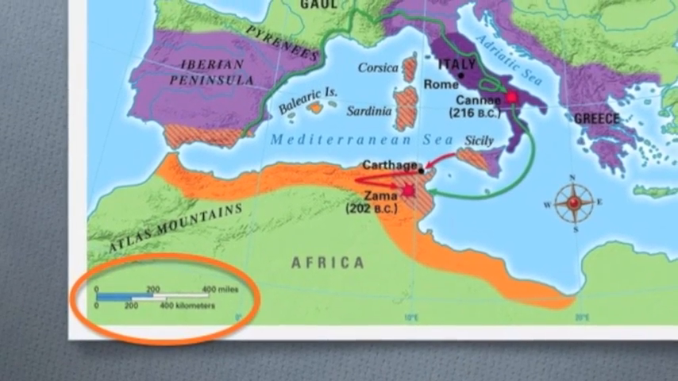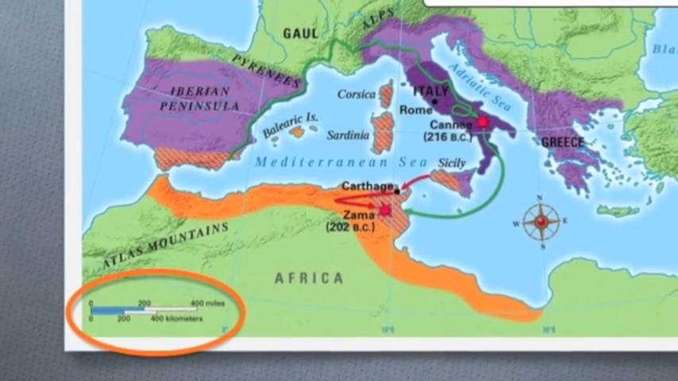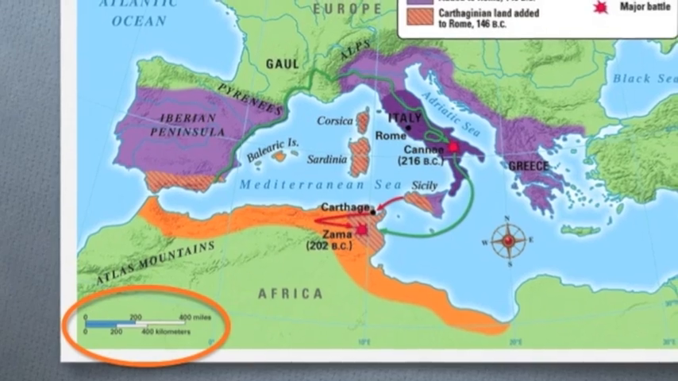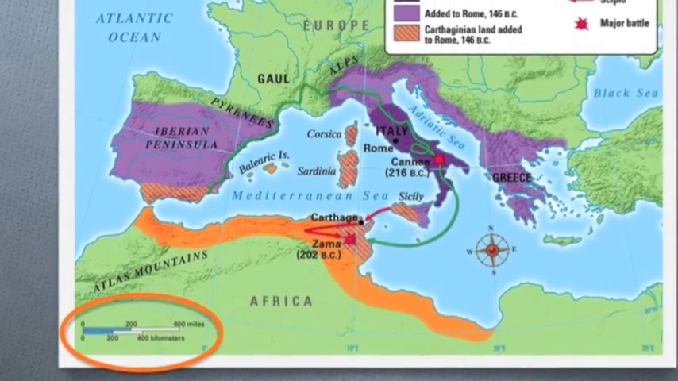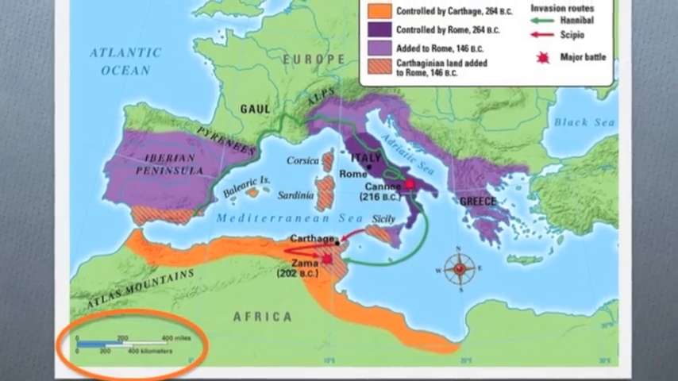Another important part of the map that you need to look at is the scale. A map scale shows the relationship between the distance on a map and distance on Earth's surface. The map scale shows miles and kilometers. The scale is for 400 miles or 400 kilometers.